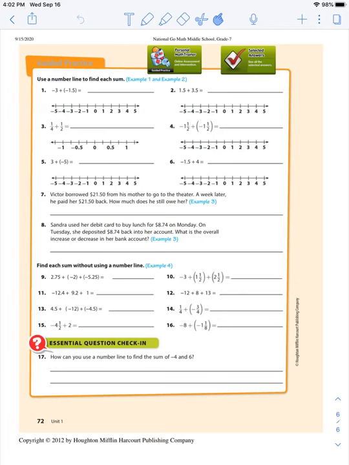All right, your homework today is to do numbers 1 through 15 odd.